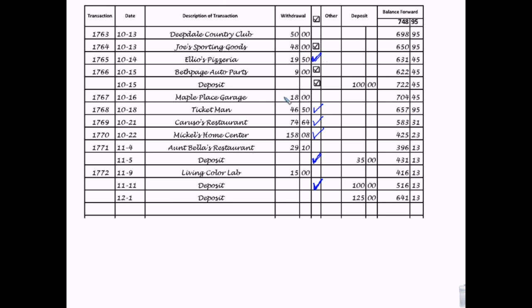Now, anything not checked off is outstanding. Okay, so that means it hasn't shown up on the statement yet. You don't have to highlight these in real life, but I'm just going to highlight them to make it easier for us for the next part. Okay, so here are the items that have not been checked off. These are the things that have not shown up on the bank statement yet, but have occurred.